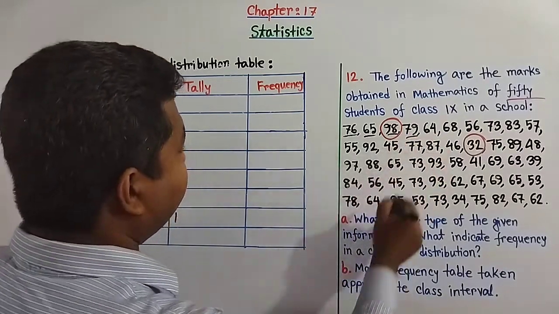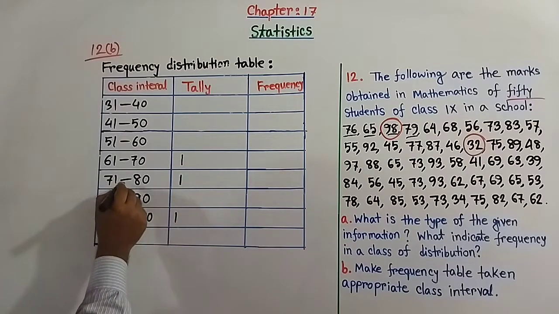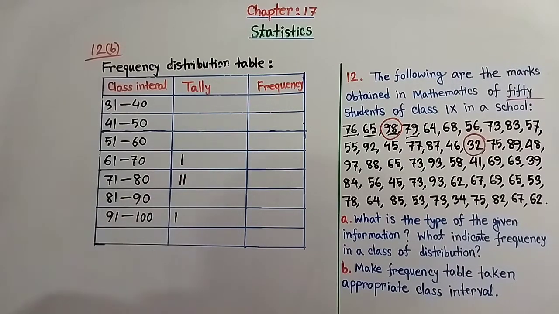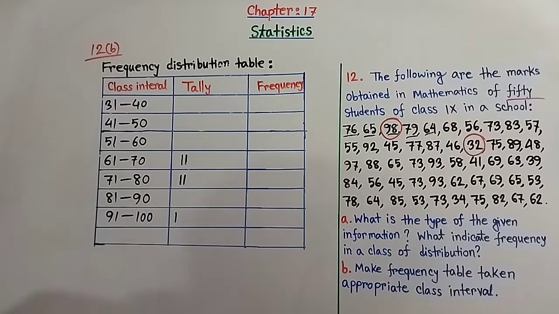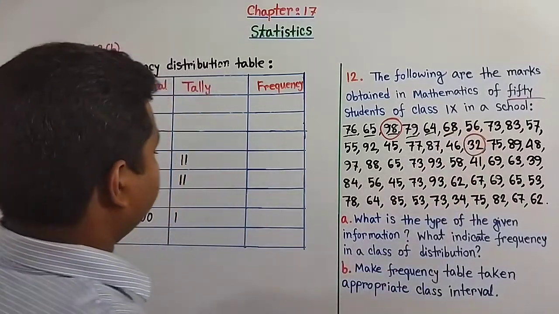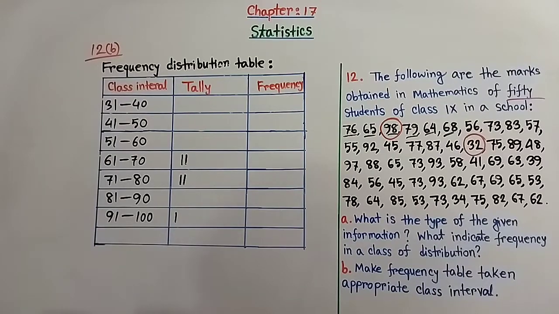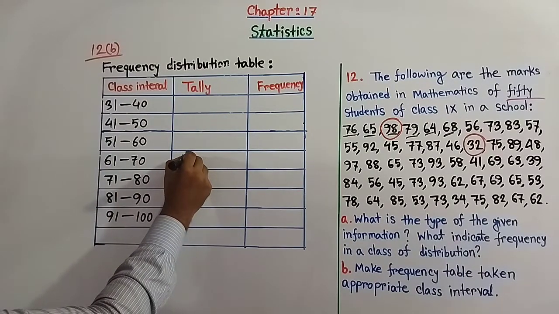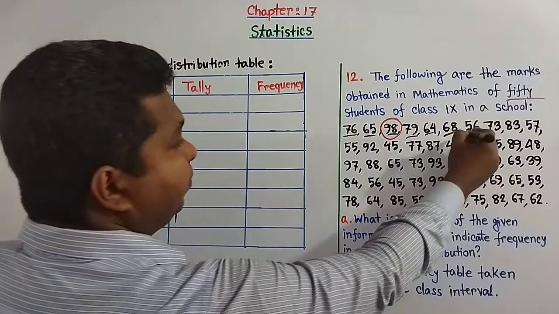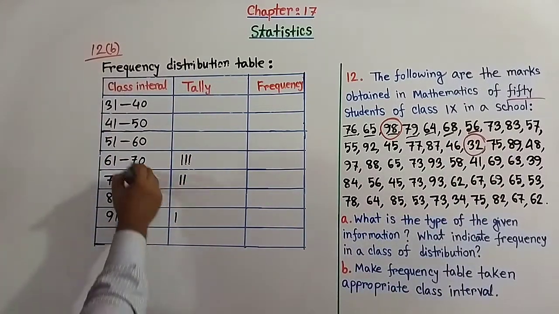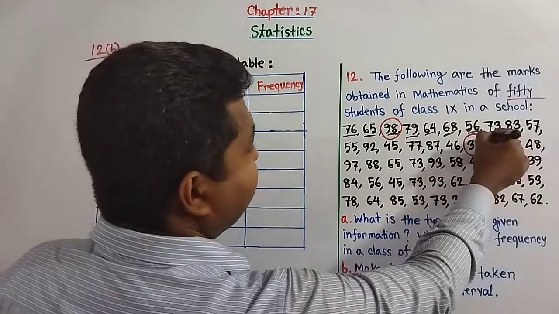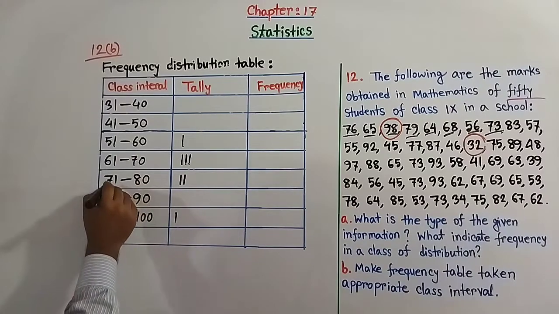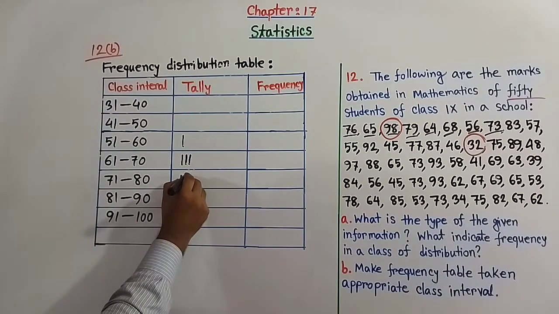Our next value is 78. So we put a tally sign at 71 to 80. Then 64. So for 64 we put a tally sign at the class 61 to 70. Then 68, which goes to the class 61 to 70. Then 56, which goes to 51 to 60. Next 73. So 73 will be at 71 to 80 class.